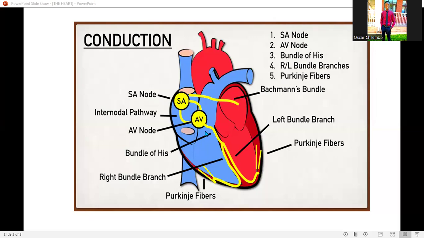Welcome students to this video tutorial under the cardiovascular system. We are going to discuss the conduction system of the heart.